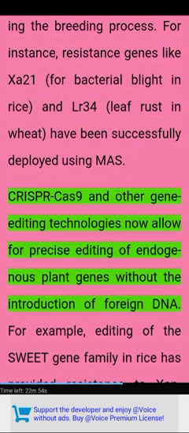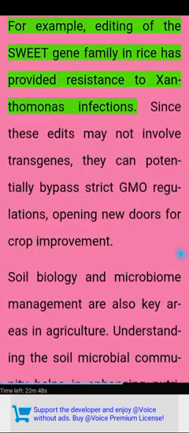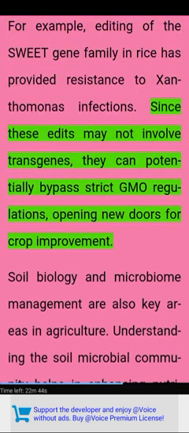CRISPR-Cas9 and other gene editing technologies now allow for precise editing of endogenous plant genes without the introduction of foreign DNA. For example, editing of the SWEET gene family in rice has provided resistance to Xanthomonas infections. Since these edits may not involve transgenes, they can potentially bypass strict GMO regulations, opening new doors for crop improvement.